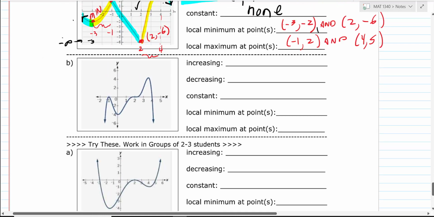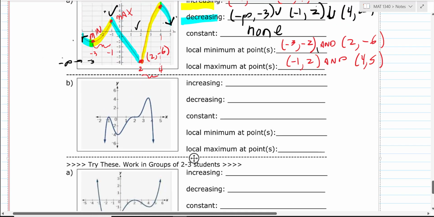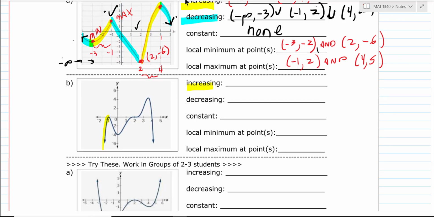Let me go through one more here, because there's a few things that can happen on these. So again, increasing, I'll highlight that in yellow, and I'll write the intervals as I do these. Okay, so that's going to be -infinity until I get to -1. Just name the intervals as you do them.